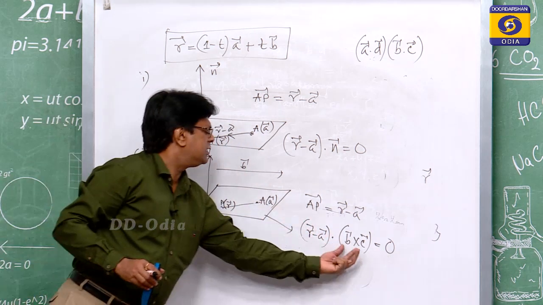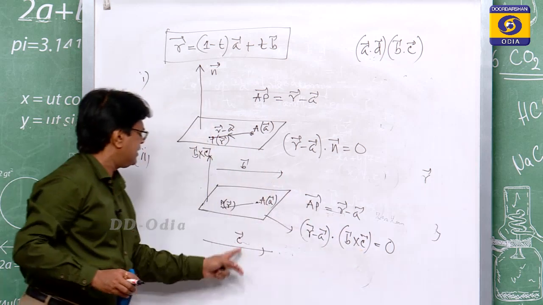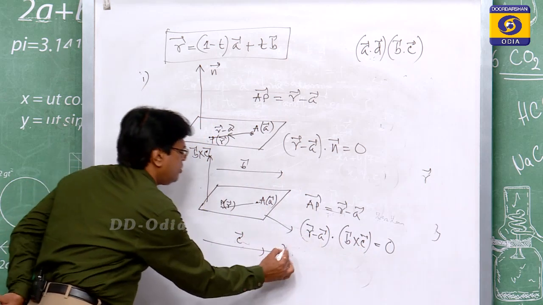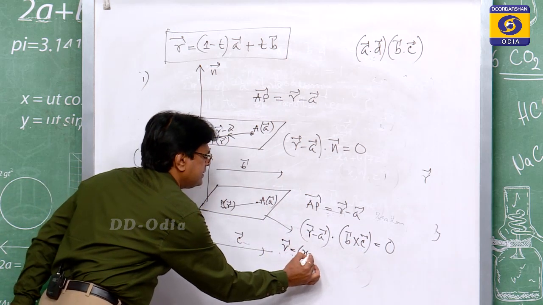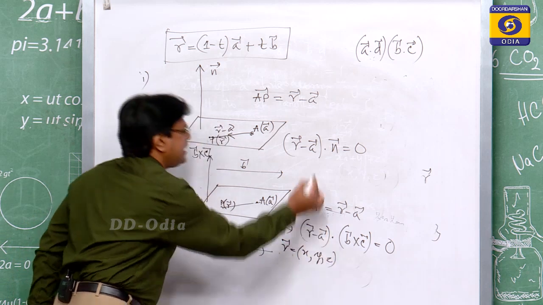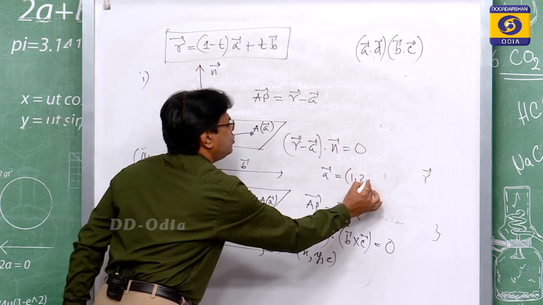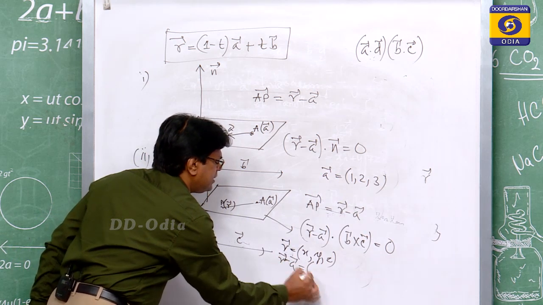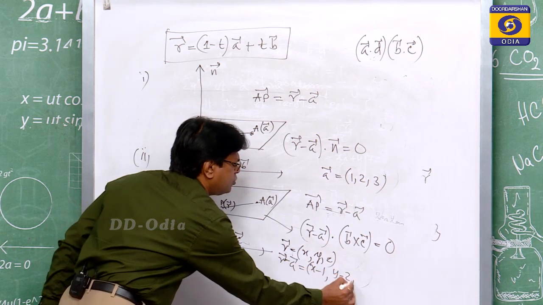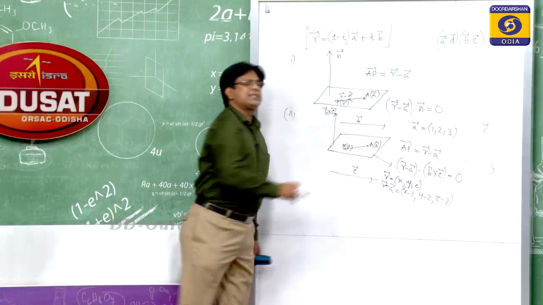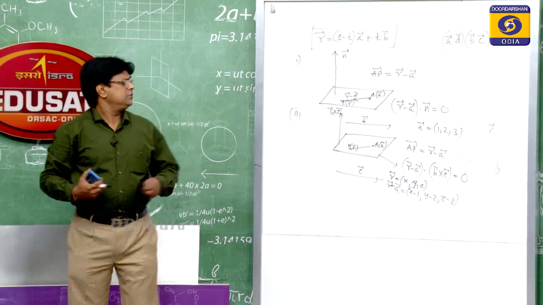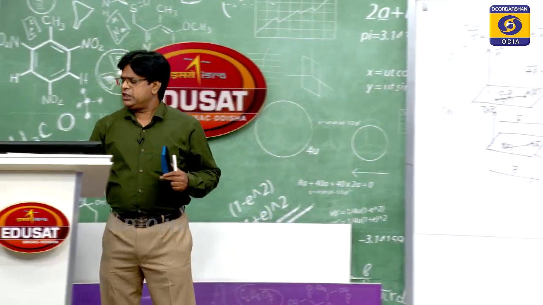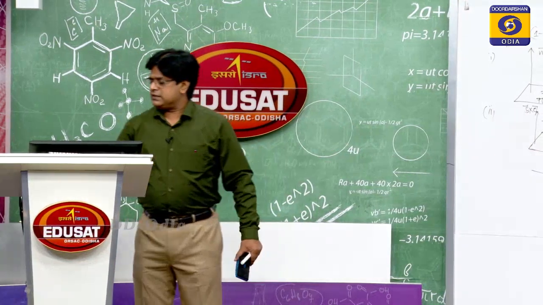You can easily find the cross product of these two given vectors, and r minus a, where r means x, y, z. Suppose a is given as 1, 2, 3, then r minus a is equal to x minus 1, y minus 2, z minus 3, or this can be written as (x minus 1) i cap plus (y minus 2) j cap plus (z minus 3) k cap. In this way you can also find this.